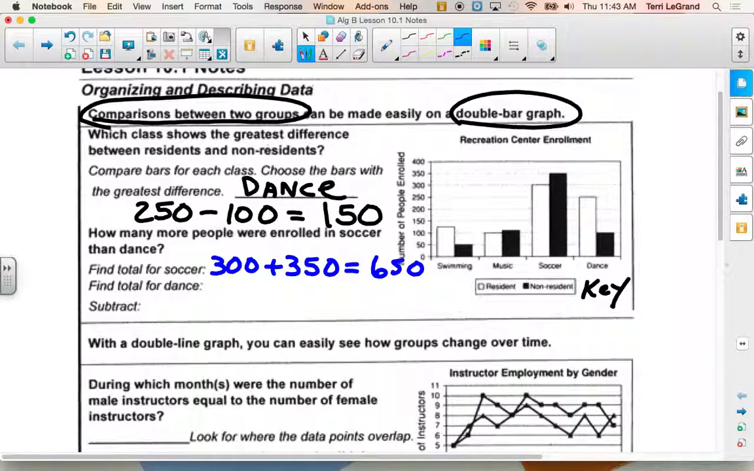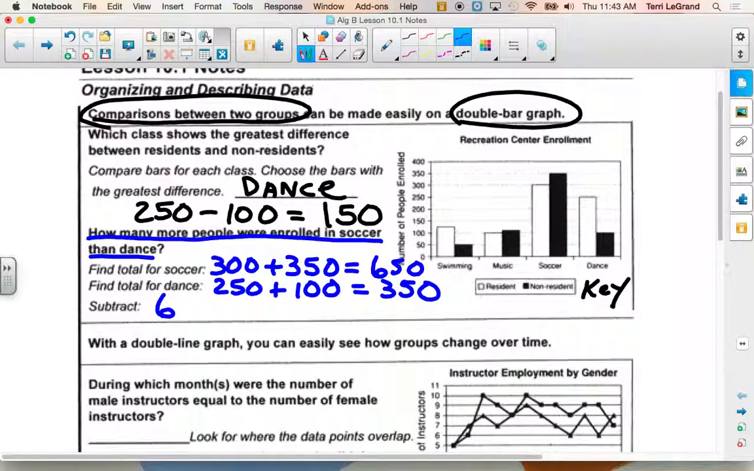And the total for dance, what are we gonna do there? You're gonna add 100 and 250. Okay, we got 250 for the residents and we have 100 for the non-residents, so altogether there are 350 enrolled in dance class. And the question was how many more people were enrolled in soccer than dance?